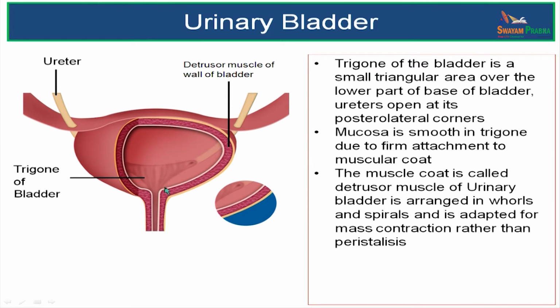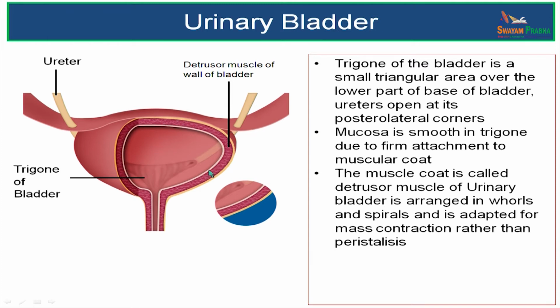The triangular area seen in the base of the bladder is the trigone of bladder, and you can see that the ureters are opening in the posterolateral corners. The mucosa over the trigone is smooth because of the firm attachment to the muscular coat.